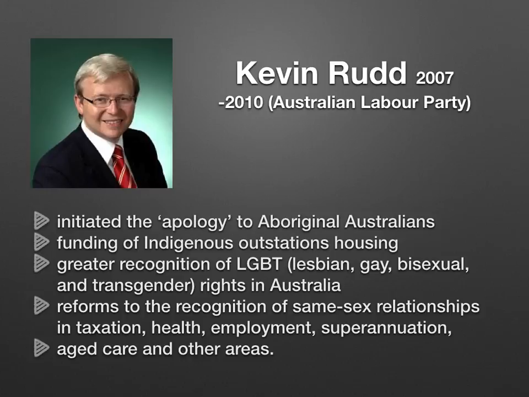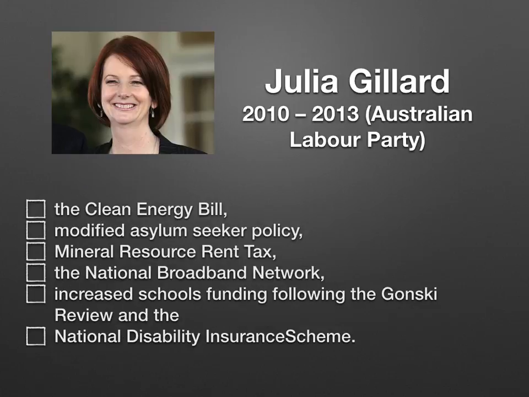And along comes Kevin Rudd. So Kevin Rudd was in there from 2007 to 2010. He initiated the apology to Aboriginal Australians. He's very well known and respected for doing that. He implemented the funding of Indigenous outstations housing. There was greater recognition of lesbian, gay, bisexual, transgender rights in Australia. There were reforms to the recognition of same-sex relationships in taxation, health, employment, superannuation, and in aged care and other areas. So his government made contributions as well.